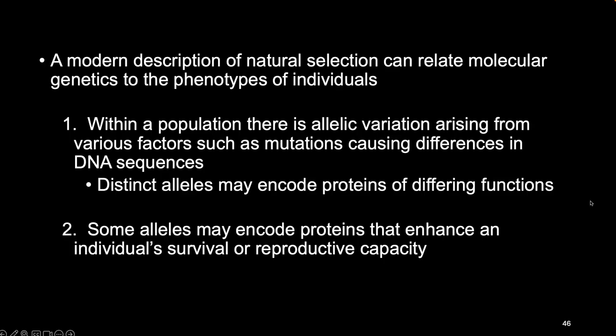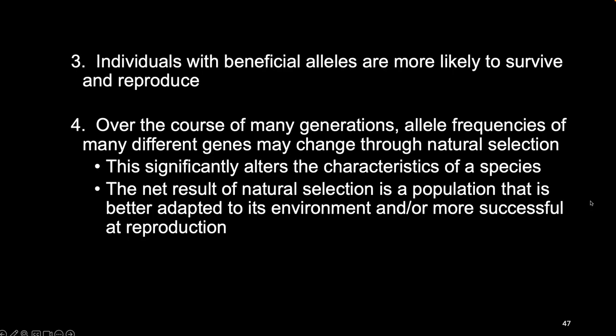One, allelic variation in a population caused by mutation leads to proteins with differing functions being produced. Two, some of these proteins enhance an individual's survival and reproduction relative to other members of the population. Three, individuals with these beneficial alleles and proteins are more likely to survive and reproduce. And lastly, over several generations, this leads to shifts in the frequency of alleles in the population, and the beneficial alleles become dominant in the population due to this increased reproductive success.